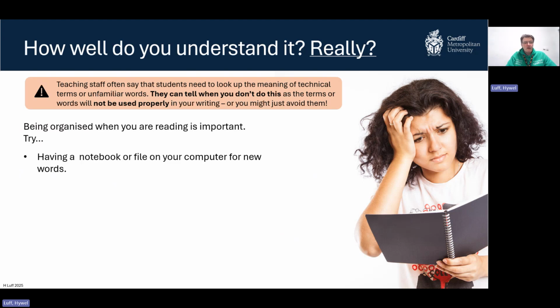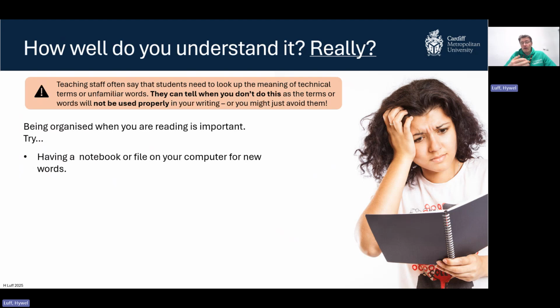What we're looking to do is be very organized when you're reading. Lots of staff will say, my students are reading things, but they're not picking up on key terms. They're not researching what they mean. They're coming across unfamiliar words, but they're just reading straight past and not being concerned about the fact they don't understand it. If you find things in an article that you don't understand, it's fantastic because it's an opportunity for you to learn a bit more.